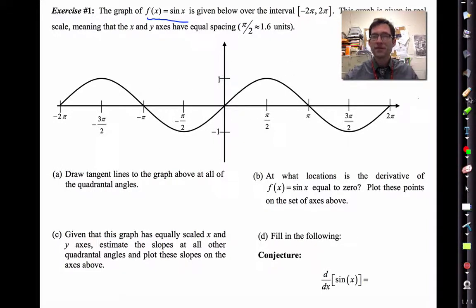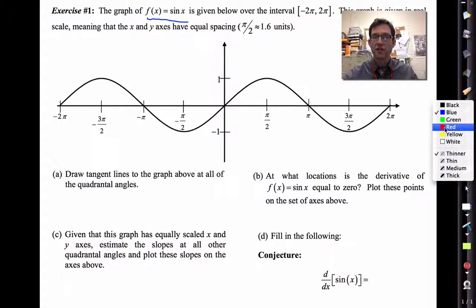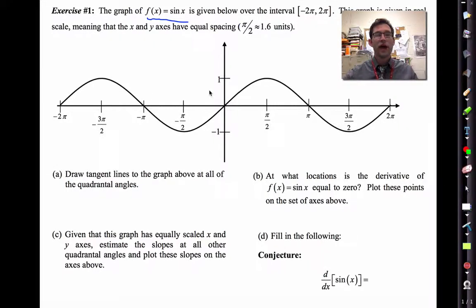Letter A asks us to draw tangent lines on the above graph at all the quadrantal angles. So why don't you go ahead and do that? Draw tangent lines at all quadrantal angles. Pause the video now if you need to. All right, let's do it.